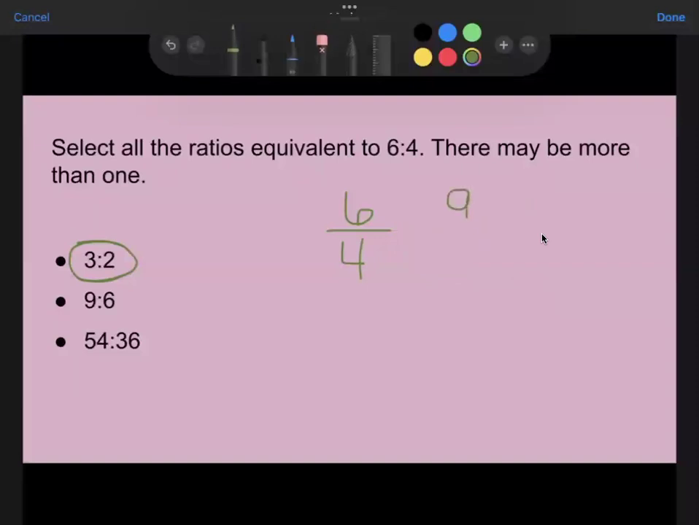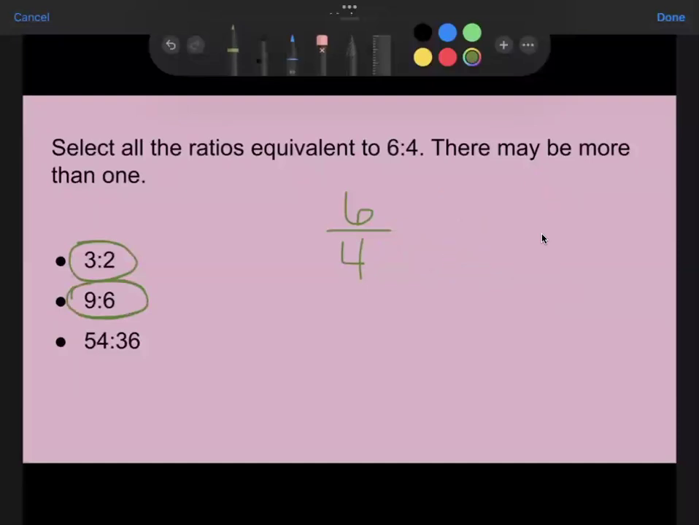Let's put 9 and 6 here, 9 to 6. Well, 6 times 6 is 36, and 4 times 9 is also 36. So this one is also equivalent. I'm going to circle that one. All right, let's check that last choice.